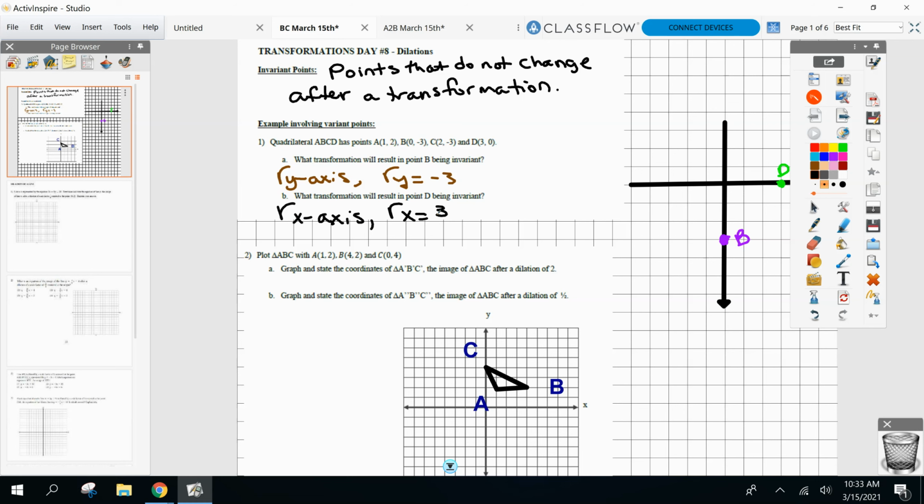Okay, so that's invariant points. Points that don't move at all after a transformation. Questions there? Comments? All right, now let's hit up dilations.